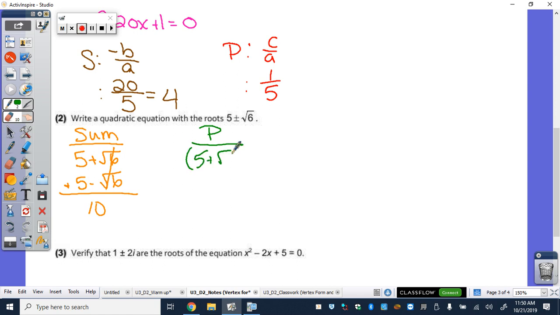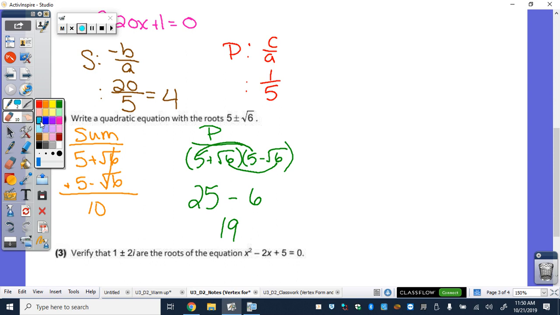So now we got to figure out our product, so we're going to multiply the 2 of them. So 5 plus the square root of 6 times 5 minus the square root of 6. But what are these 2 things? Conjugates. So how do we multiply conjugates? First 2, last 2. So 5 times 5 gives me a 25. Radical 6 times negative radical 6 just gives me a negative 6. So my product is a 19. 25 minus 6 gives me 19.